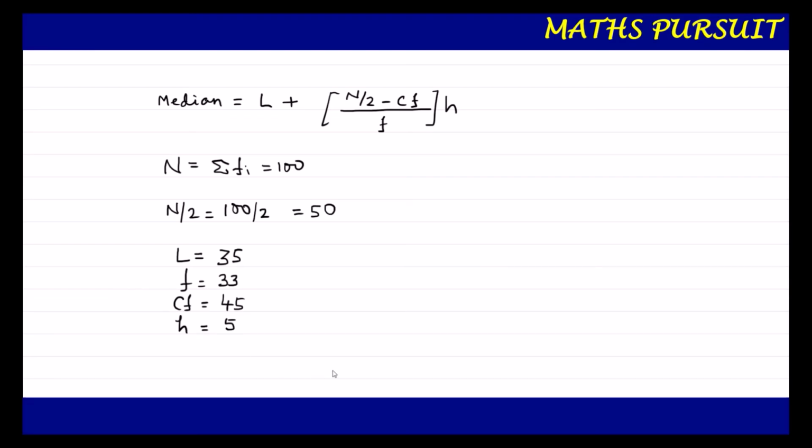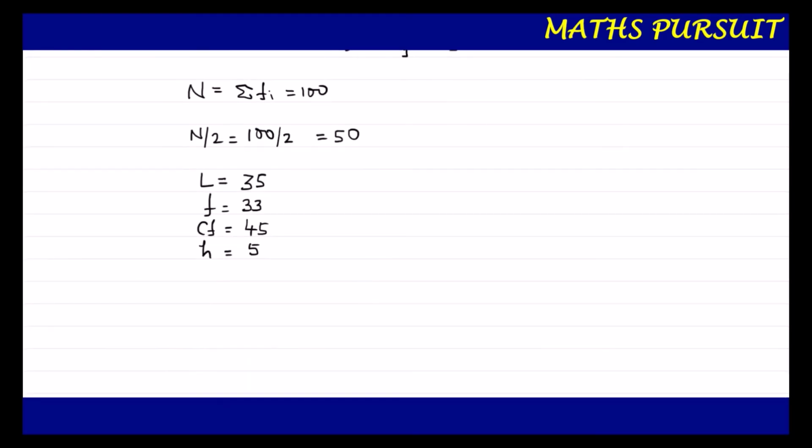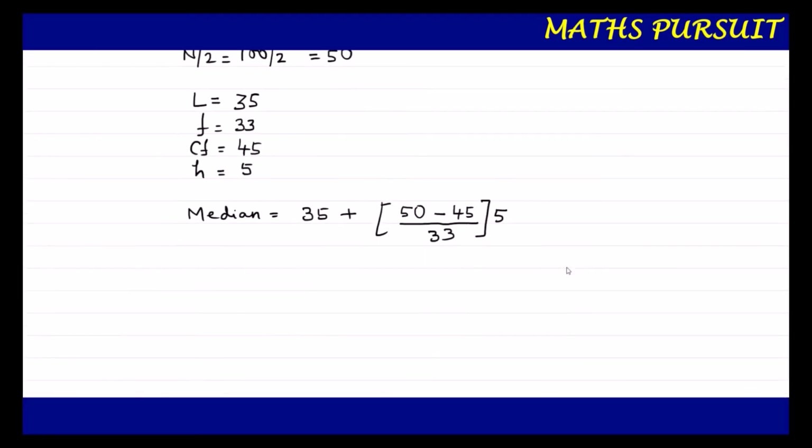Finding the median really becomes very easy, because we have the required data. Now I can write median is equal to L, which here is 35, plus n by 2. N by 2 here is 50, minus cumulative frequency, which is 45, upon frequency, which is 33, into class height, which is 5. Hope guys till here we are very clear, because I am explaining step by step, without any doubts.